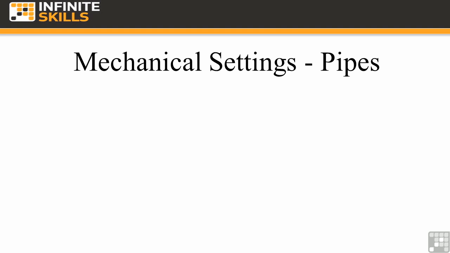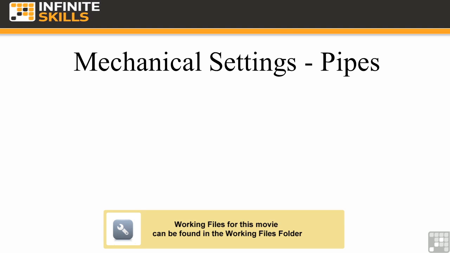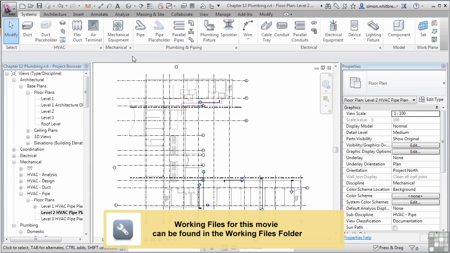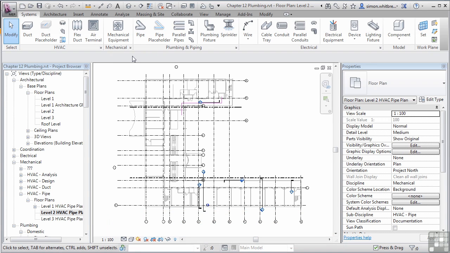So let's get straight into it and open the file Chapter 12 Plumbing from your Chapter 12 folder. In this exercise, I'm going to re-examine the mechanical settings for pipework. So from your Systems tab, click on the little arrow that's associated with the Plumbing and Piping panel. As stated in other videos, the dialog box that's accessed here is exactly the same as the dialog box that's accessed from the mechanical panel and the HVAC panel.